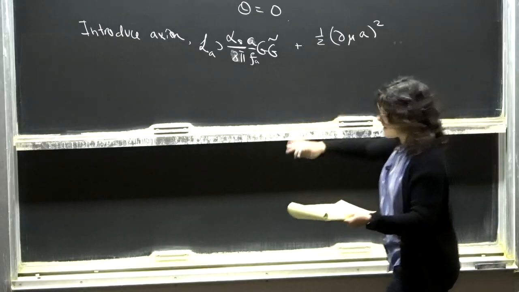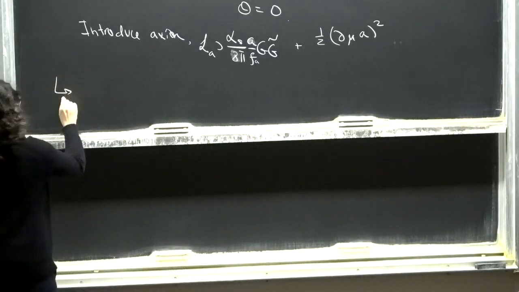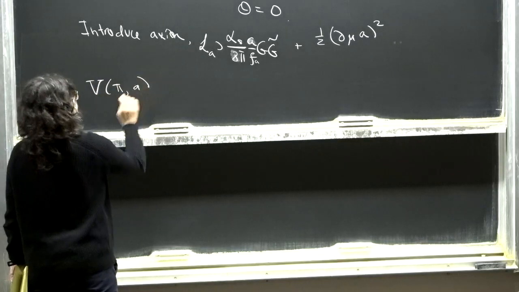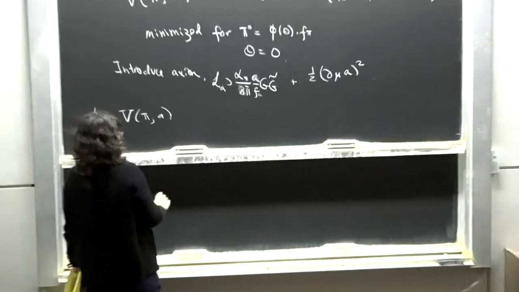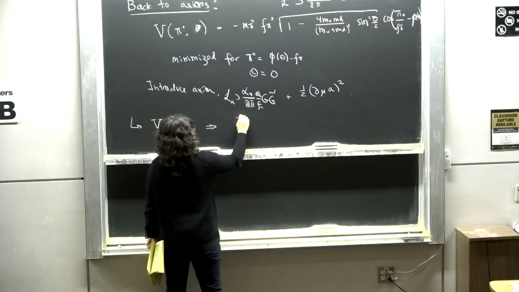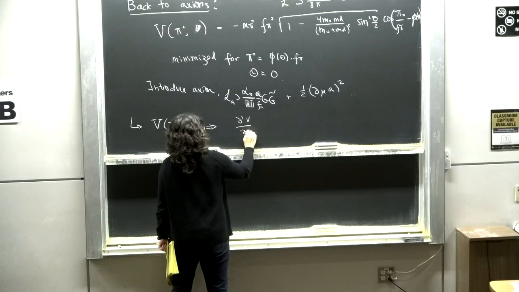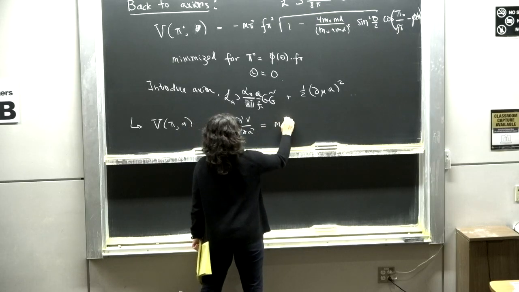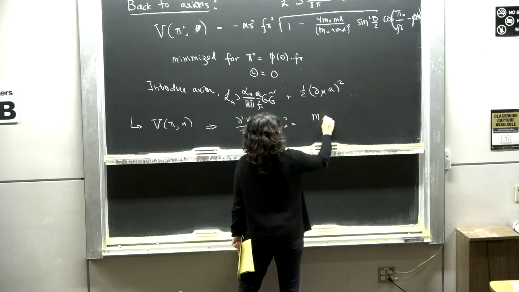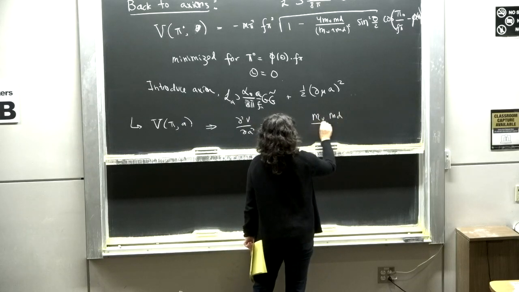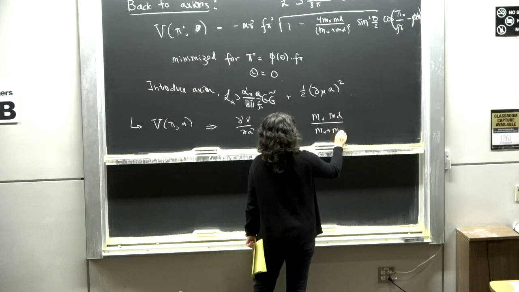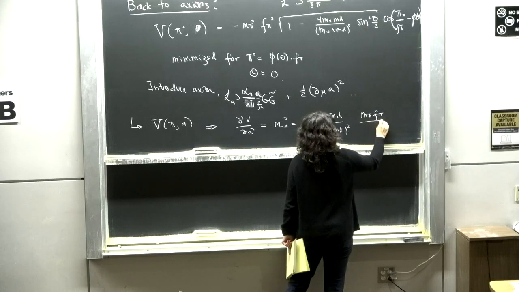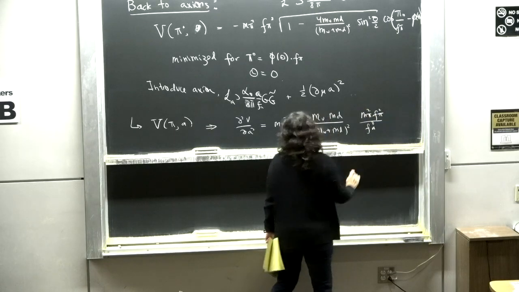So these are the things that we're adding, and then this gives a new potential for the pion and the axion, from which we can derive the mass of the axion, which is of order m_u m_d over (m_u plus m_d) squared, m_pi f_pi over f_a squared.